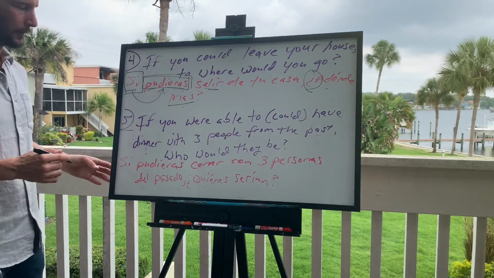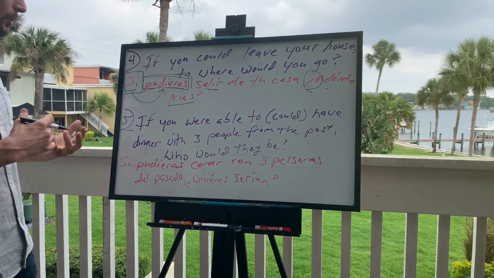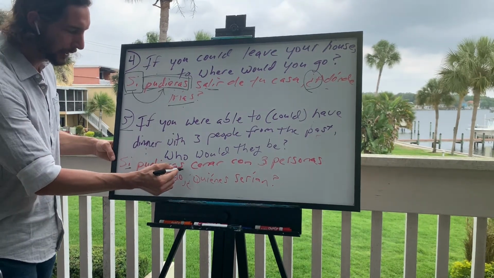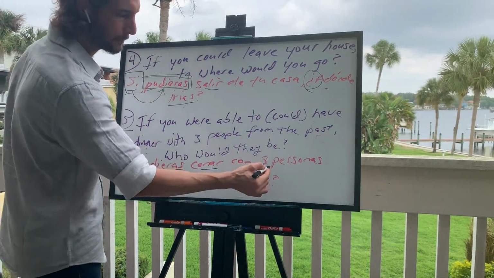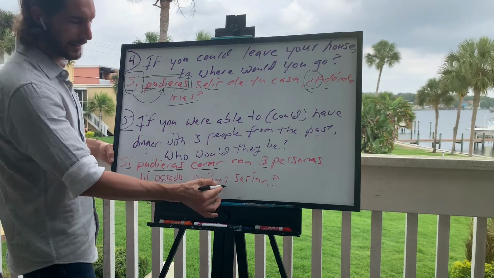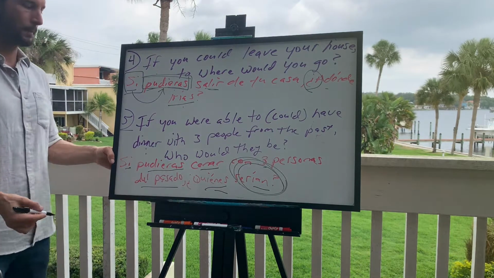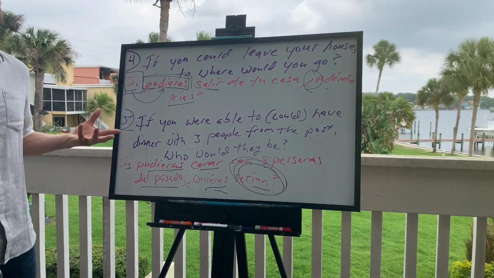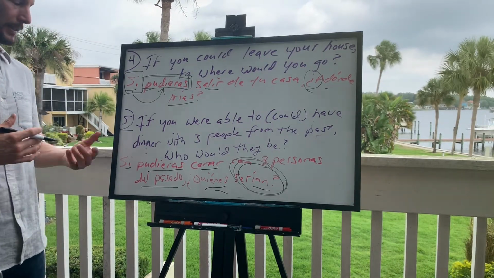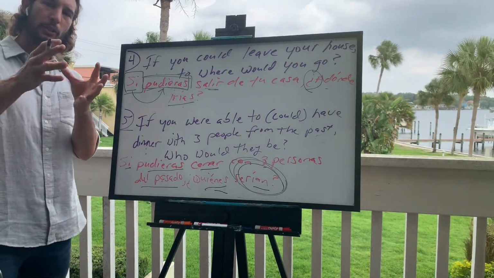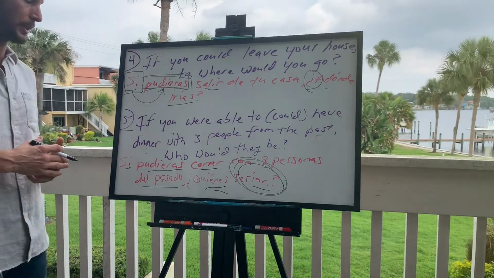So number 5, if you were able to or could have dinner with 3 people from the past, who would it be? And so again, si pudiera cenar, if you were able to eat dinner, si pudiera cenar con 3 personas del pasado, ¿quiénes serían? ¿Quiénes serían, right? Plural. And so, of course, we could say, si cenaras con 3 personas del pasado, ¿quiénes serían?